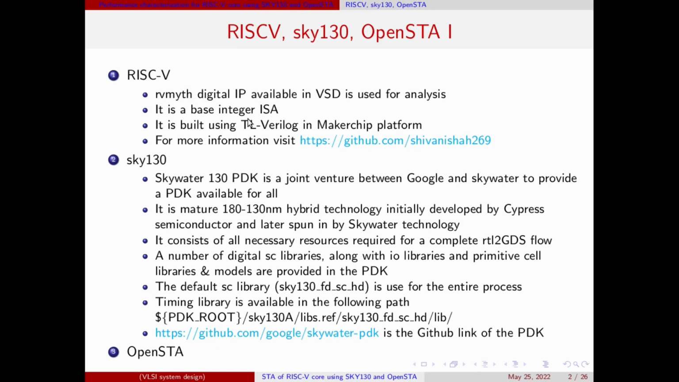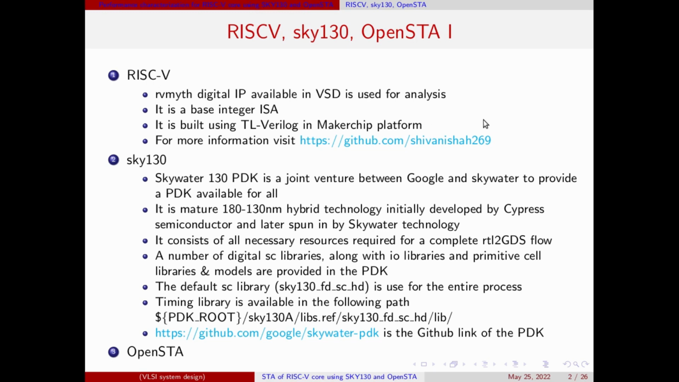Now RISC-V is a base integer ISA along with its other extensions. It can be used for its implementation or for building the code. The RVMYTH digital IP is built using TL-Verilog in the Makerchip platform, which is provided by Redwood EDA.